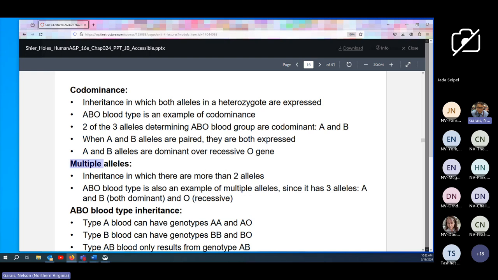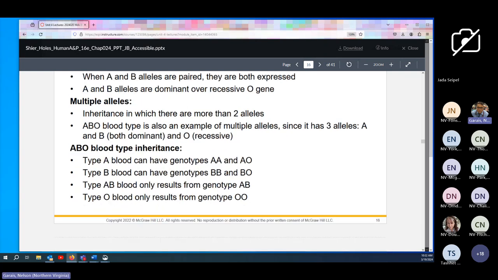So that looks like a beautiful example. Which of the following are examples of codominance and multiple alleles? It's what? ABO blood typing. Okay.